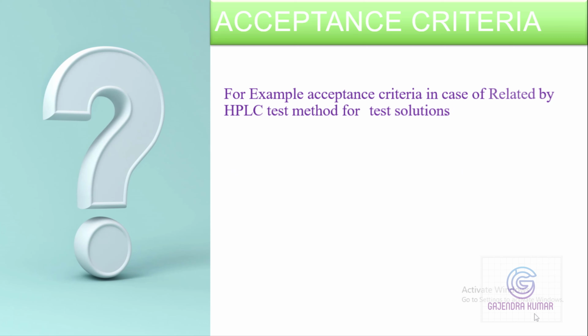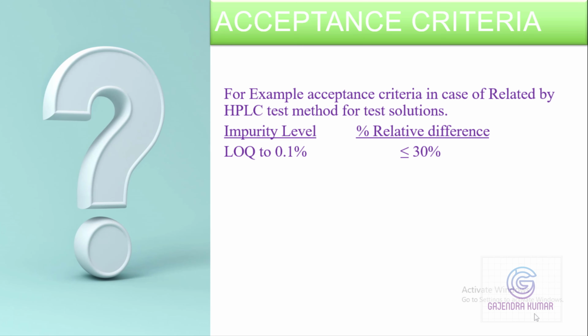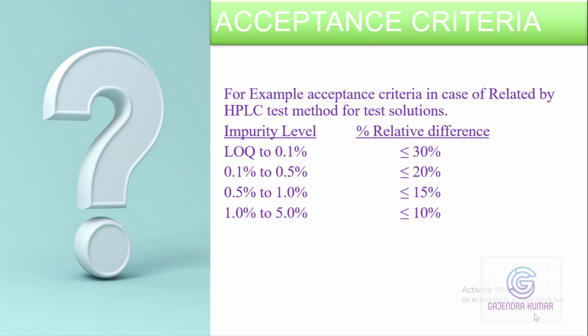In case of impurity methods, the acceptance criteria depend upon the impurity level in your sample. In case of impurity level LOQ to 0.1%, it is 30%. If it is 0.1 to 0.5, it is 20%. 0.5 to 1.0, it is 15%. 1 to 5, it is 10%. If it is greater than 5%, it is 5%.